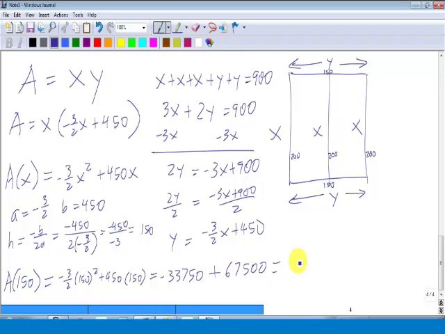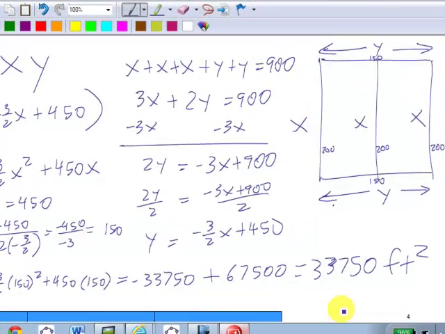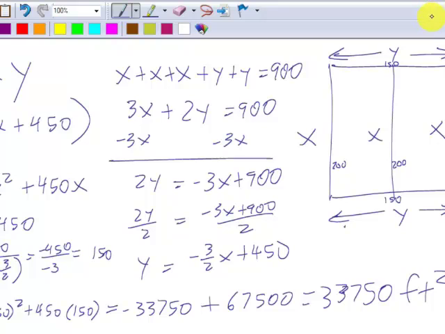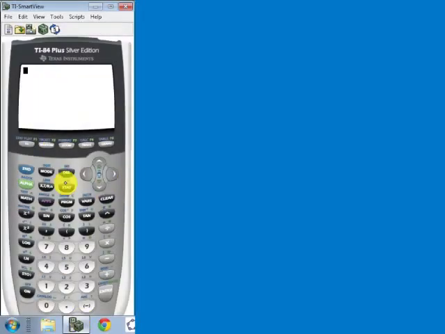So the area, the maximum area, is 33,750 square feet. Let's look at the graph of this.